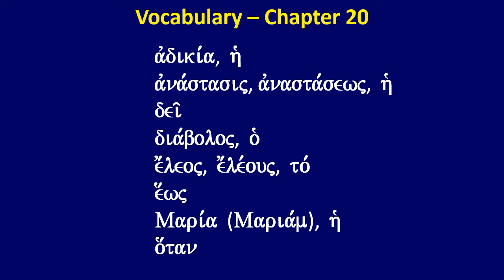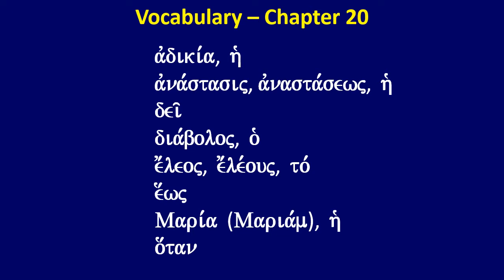The next word down is the term for the devil, ho diabolos. And then after that is the term for mercy, to eleos and tou eleous, again in the genitive form. And the word after that is heos, heos. Notice the rough breathing there. That's the term for until or while. And then we have a name listed here, the name for Mary. It has two forms in which it's spelled in the New Testament, Maria and Mariam.